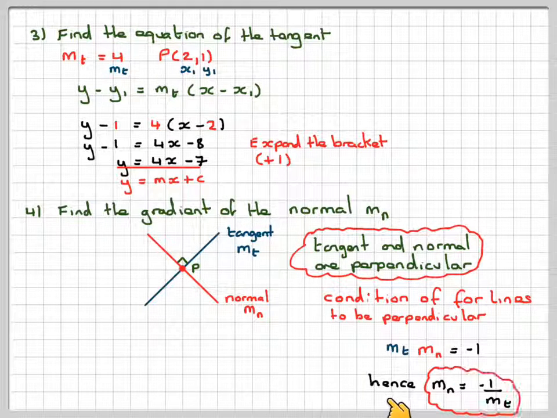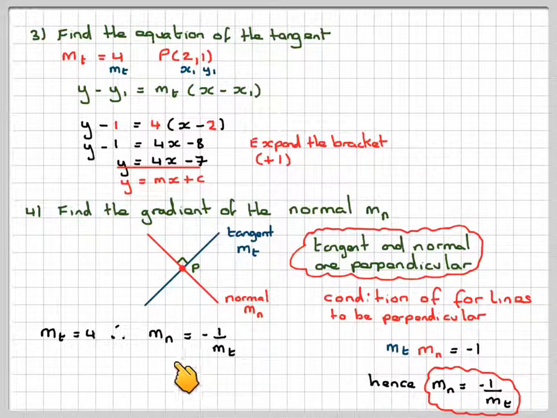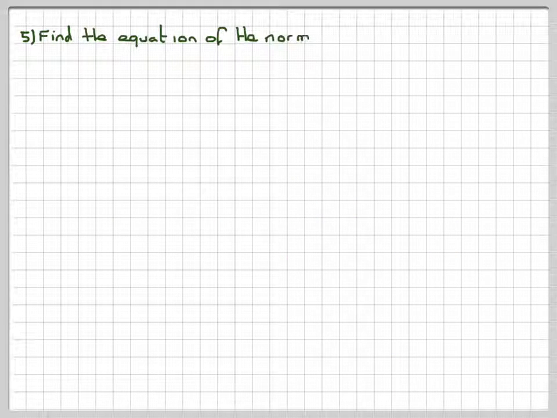So hence, if I want to find mn, it's going to be minus 1 over mt. And this is worth remembering. So the gradient of the tangent is 4, but therefore the gradient of the normal is going to be minus 1 over mt. So that's going to be minus 1 over 4. Step number 5 is that we can now find the equation of the normal. We use a similar formula. So writing down mn is minus 1 over 4, and that point P is 2, 1.